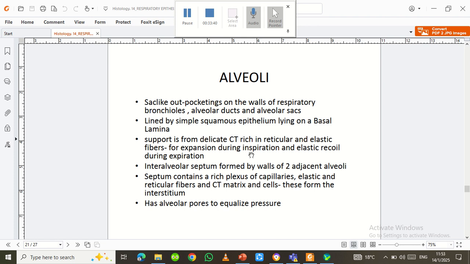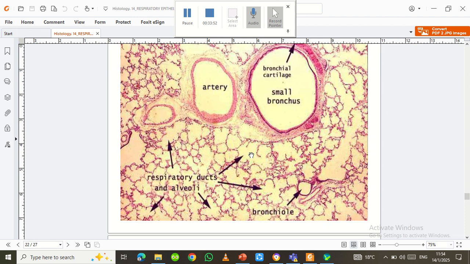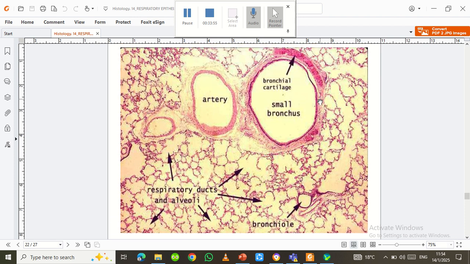And they also take part in equalizing pressure. So equalization of pressure is done by these pores of Kohn. So here you can appreciate this is your bronchi. Why? Because there is a hyaline cartilage. So this is your bronchus. Your bronchus has no hyaline cartilage. This is now your bronchi. And all of these spaces are your alveolar ducts and your alveolar sacs and your alveoli.